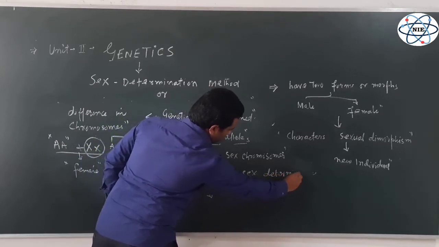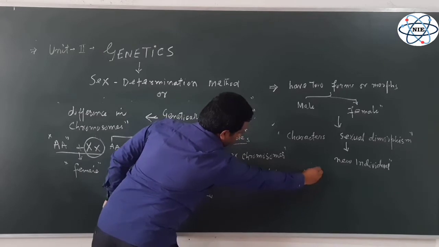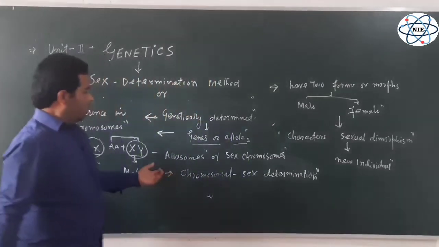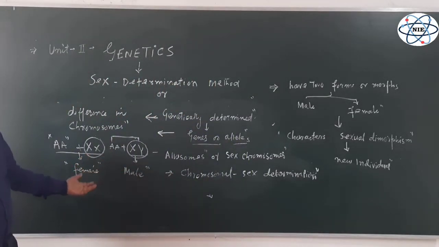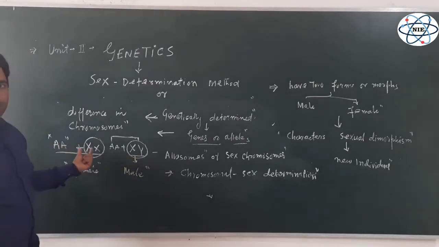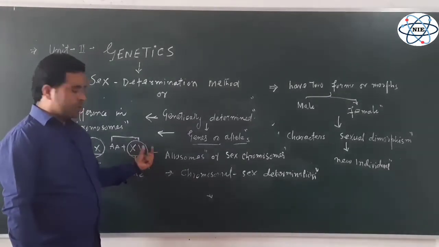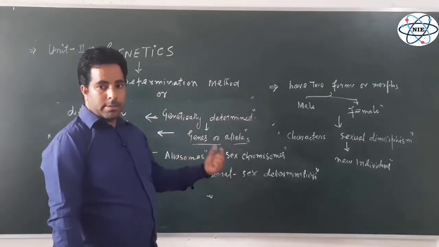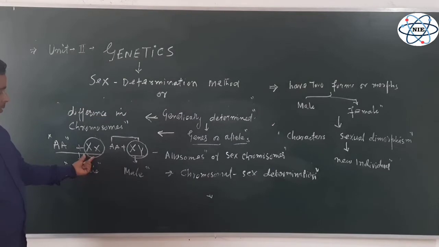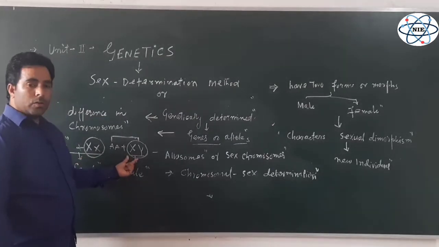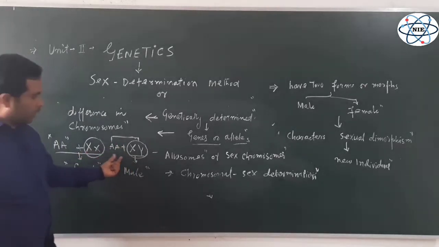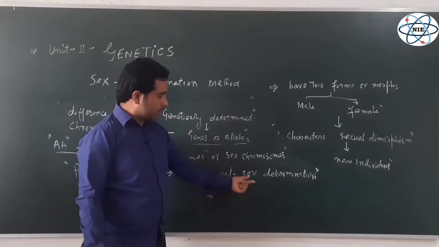Chromosomal sex determination. It is chromosomal sex determination, right? In sexually reproducing organisms that we discussed so far, they generally have different chromosomes in their body which are responsible for the determination of sex, right? For the development of sexual characters. In case of females, there are XX chromosomes, and in case of males, there are XY chromosomes. So the sex is generally determined by these chromosomes. That's why we say this type of method is known as chromosomal sex determination.